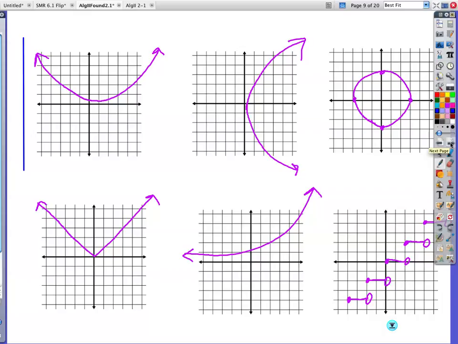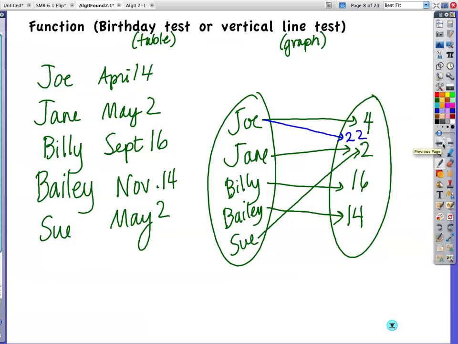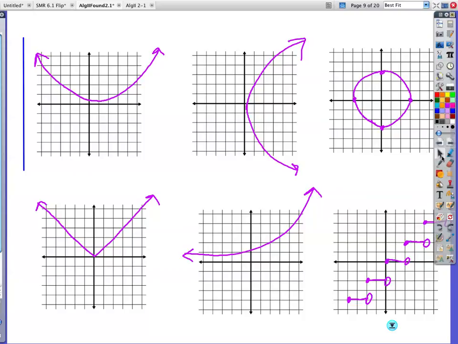Vertical line test basically means my line can pass at most 1 place on the graph. If it passes in 2 places, it's not a function. Okay, kind of going back to this. Everybody can have 1 birthday, we're good. But if you have 2 birthdays, no, not good. All right, here we go. I'm going to see if I can grab this little vertical line. Anywhere that I'm looking, there's 1 intersection. If I keep moving, oh, here we go. Never does this vertical line pass this graph in more than 1 location.